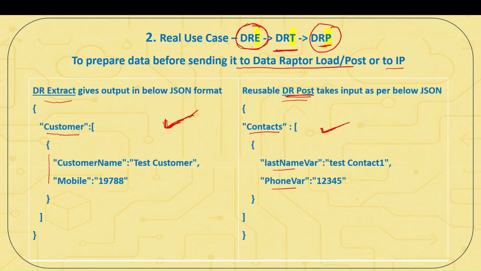Now let's see how we can use this. If you understand what we need to do, this is our input JSON. We want output JSON like this, and for this purpose we need to use DataRaptor transform. So let's see.